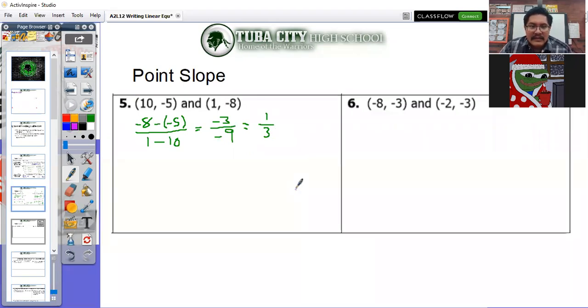Now I need to plug it into my point slope formula. And I'm going to pick one of them. Now I'm going to pick this one. I'm going to do something a little bit different, and I'm going to pick this one because it has smaller numbers. And it's not always easier just because the numbers are smaller, but usually it is. But it's really what numbers you would prefer to work with.